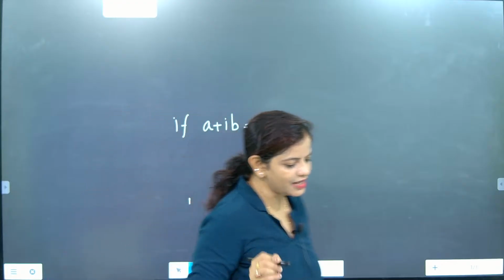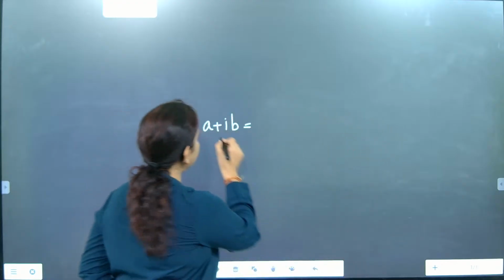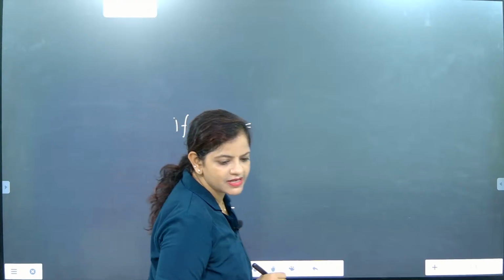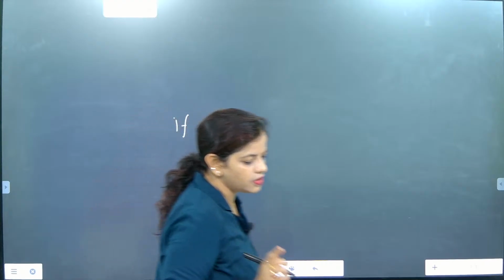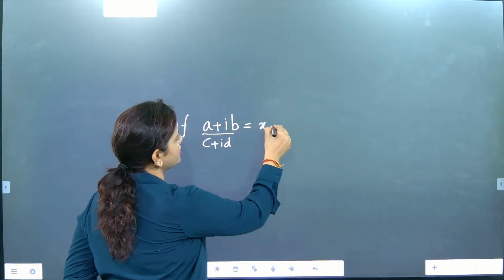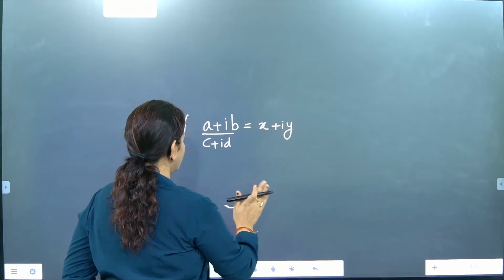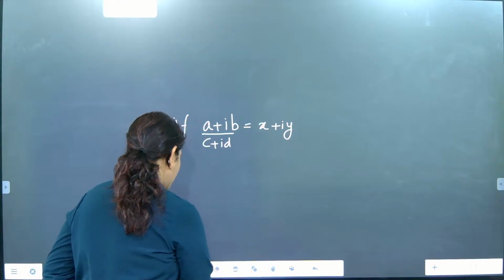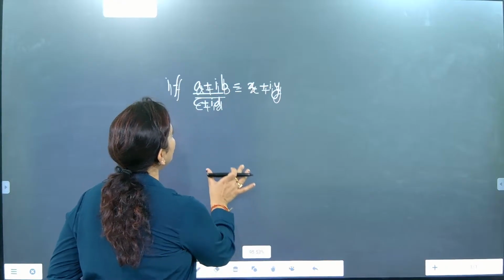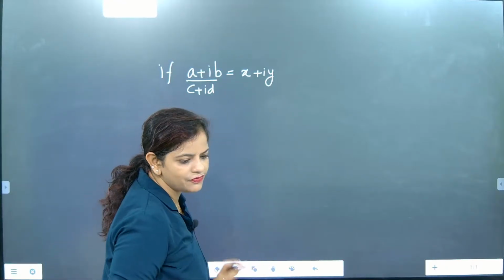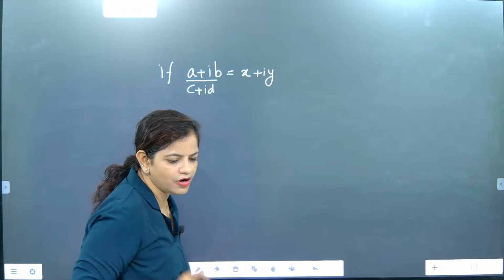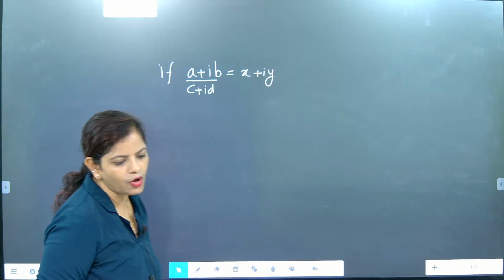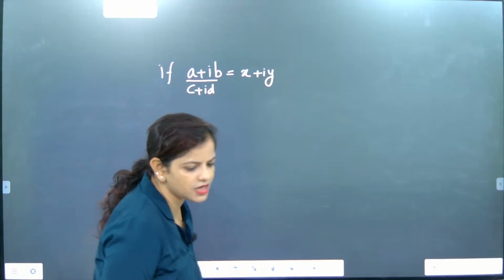So a plus ib by c plus id is equal to x plus iy. Then which one will be the correct option and how to solve this question? After this question, exactly four options will be given. Gagan, good morning, beta. Based on those four options, you need to identify which one is the correct answer.